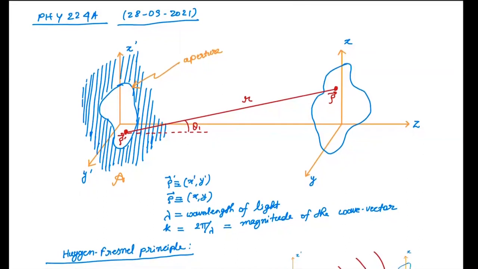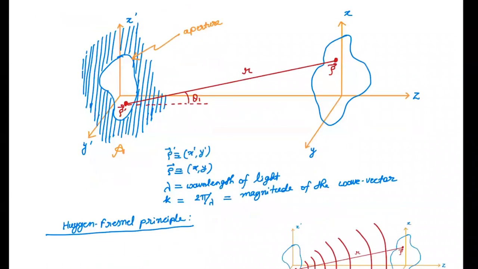All right, so this is a two-dimensional object. Let's define the coordinates. I'm taking rho prime as the coordinate for this, the x prime, y prime coordinate, and rho, xy, for the observation plane coordinate. Rho is a vector. Lambda is the wavelength of light, and k, the magnitude of the wave vector, is just 2 pi by lambda. You know all this. Now, the question is: what is the intensity pattern at this plane due to scattering from this object?